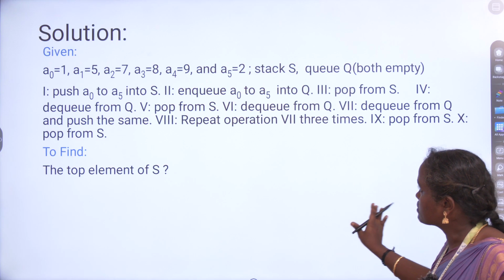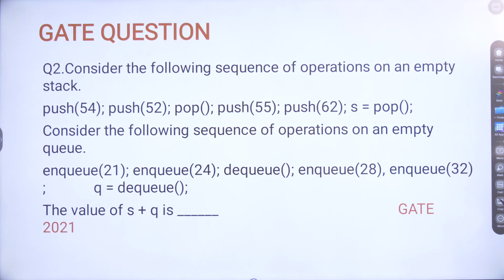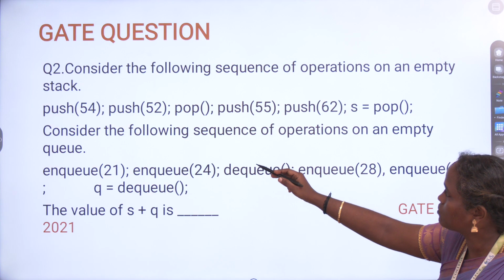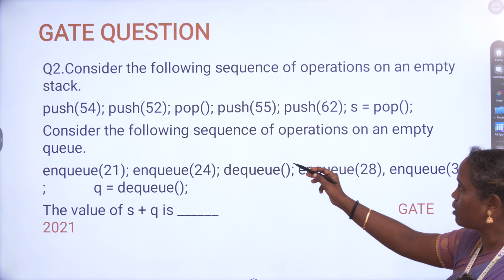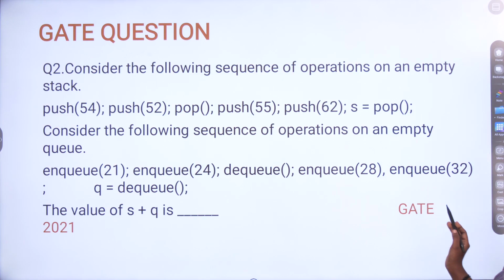Okay, so we'll move to the next question. The next question is: consider the following sequence of operations on an empty stack, and they have given push 54, push 52, pop, push 55, push 62 and S is equal to pop.